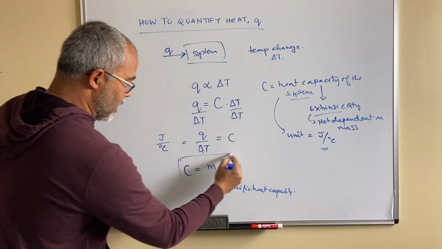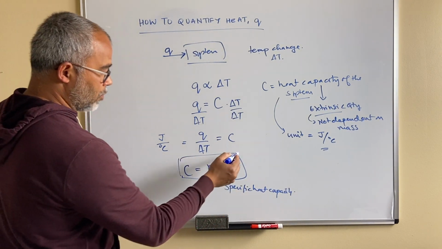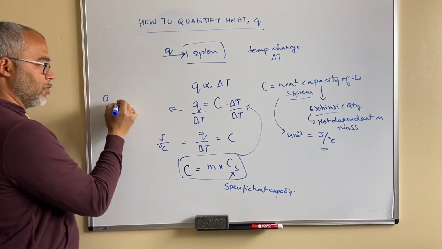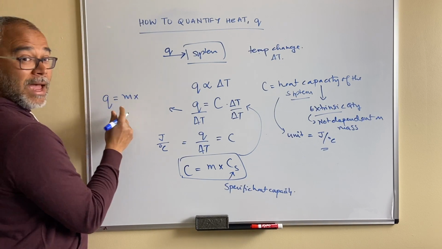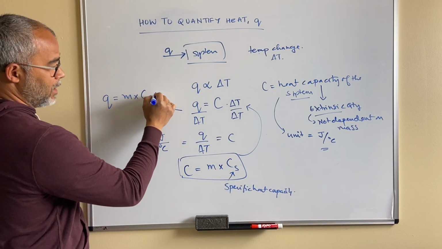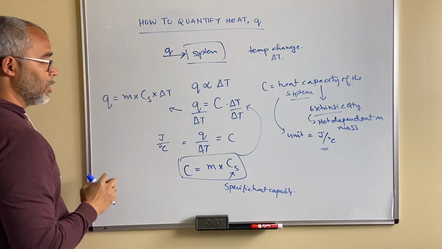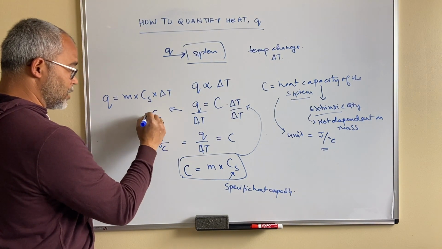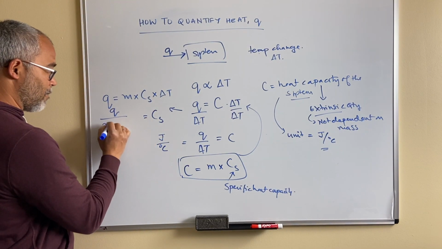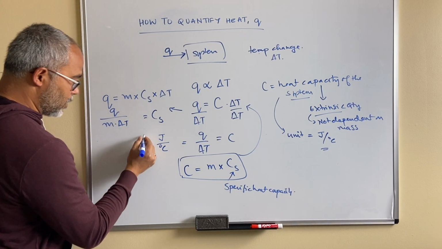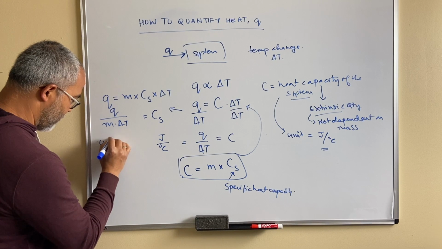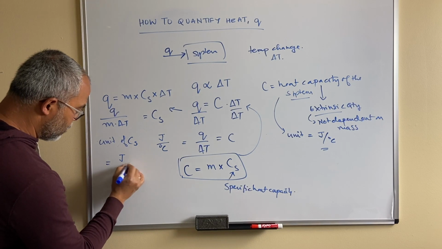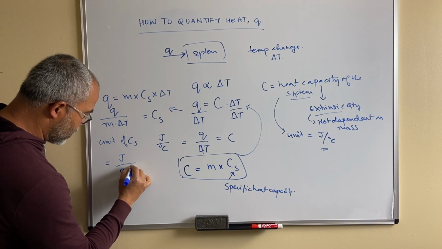Then if we plug this entire thing into this equation out here, Q is equal to M, the mass, times the specific heat capacity times the change in temperature. If we rearrange this, C_s, the specific heat capacity, is equal to Q divided by mass times delta T. The units of this would be joules per gram per degree Celsius.